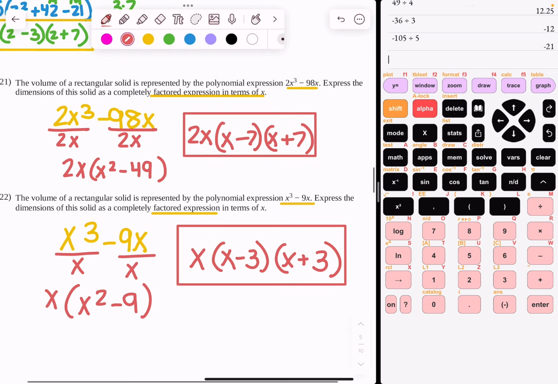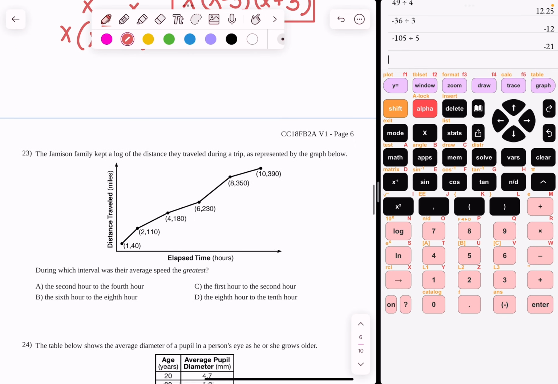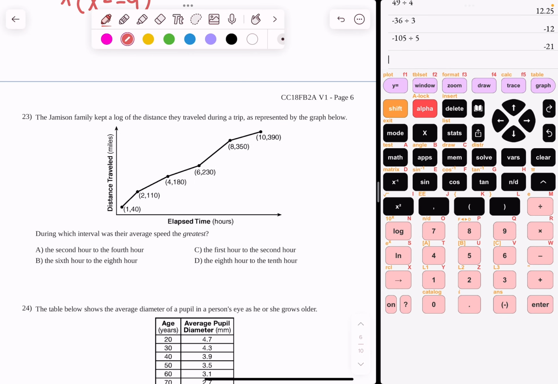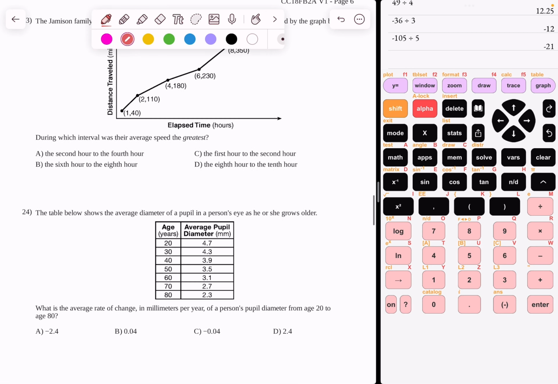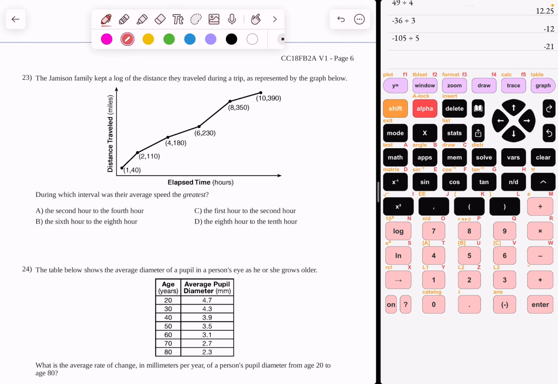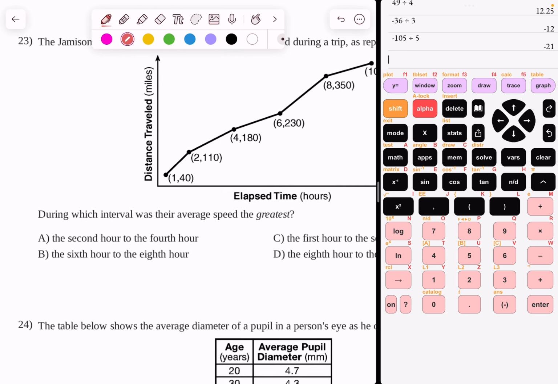Alrighty. Let's look at the next question. This is a multiple choice question. The Jamison family kept a log of the distance they traveled during a trip as represented by the graph below. During which interval was their average speed the greatest?